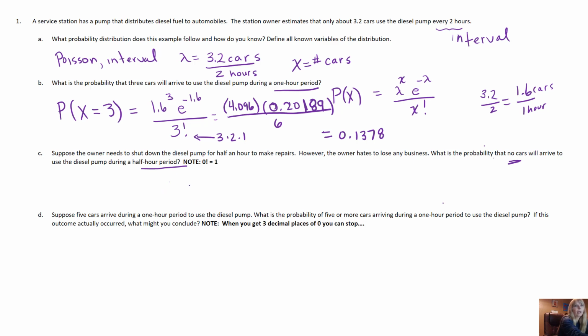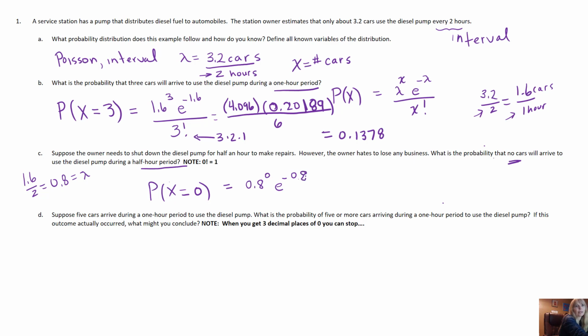Well, once again, if we started with 3.2 cars per 2 hours, and then we divided by 2 to get it per 1 hour, we're going to have to divide it again to get it for the half hour. So divided in half, and now that becomes my lambda. I'm looking for the probability that x equals no cars, 0. The formula says lambda, which is 0.8, raised to the x, 0, times e raised to the negative 0.8.